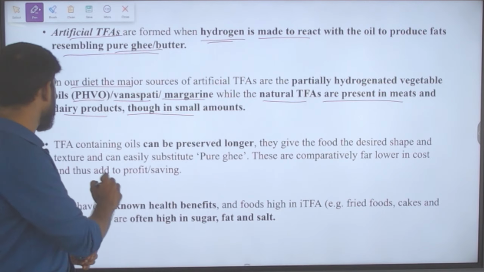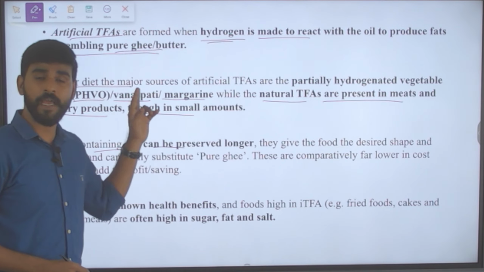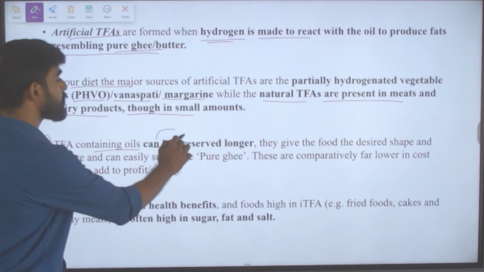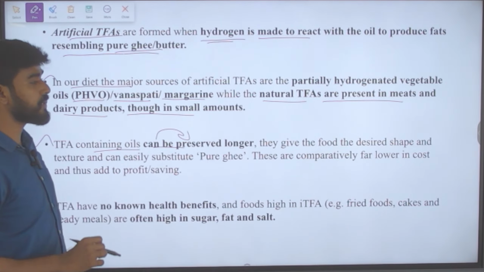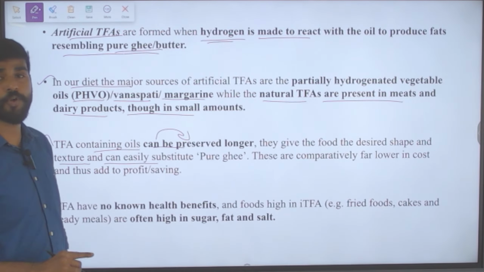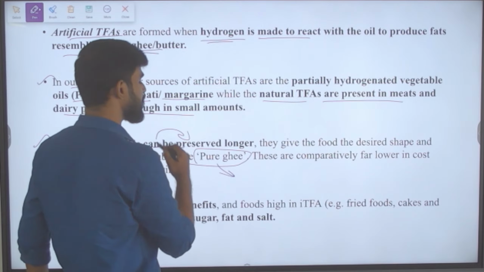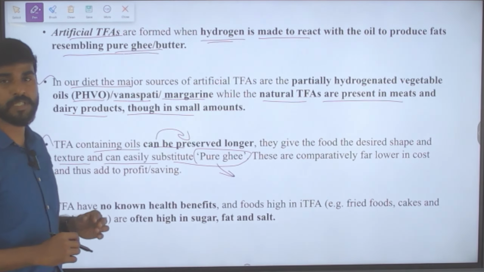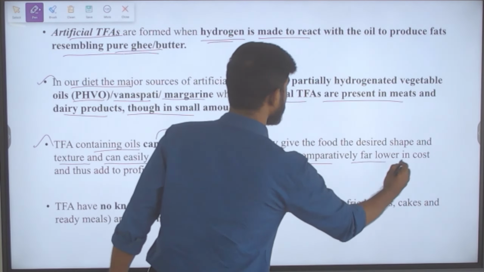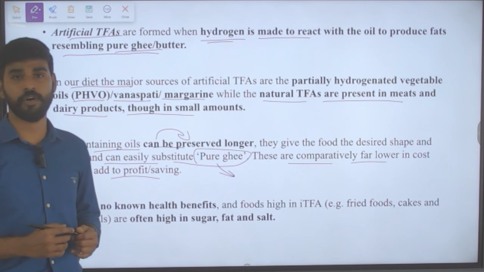Okay, next is TFA containing oils can be preserved longer. Why are we going for this TFA? That is because it can be preserved longer. They give the food the desired shape and texture and can easily substitute pure ghee. So they can be used as a substitute to pure ghee. Pure ghee is expensive. So they can be used as a substitute for pure ghee, and these are comparatively far lower in cost and thus add to the profit or saving.